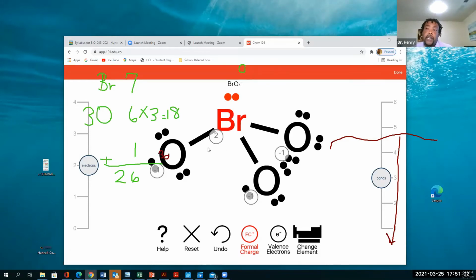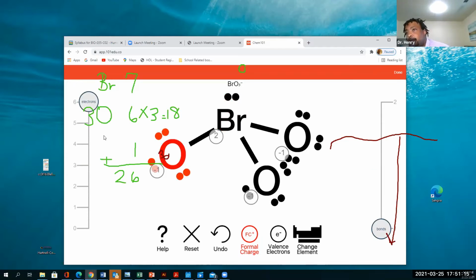So the way that we can do that is we can start playing with how we have those guys set up, because we know that we have the right number of electrons around here. So I'm going to take this oxygen, for instance. I'm going to drop it down to 4, and then I'm going to make this into a double bond.